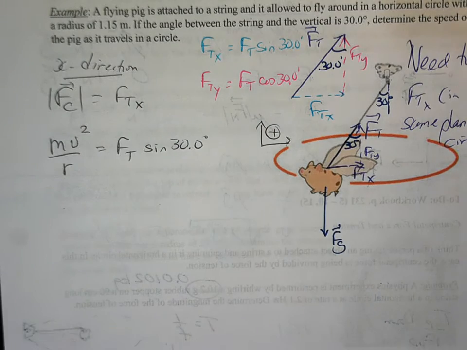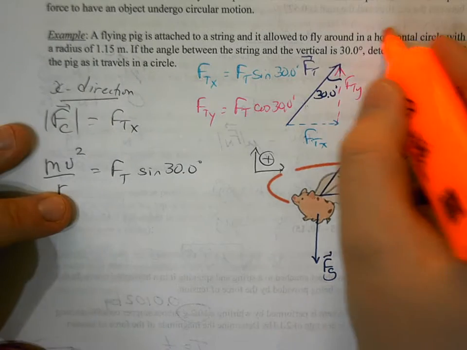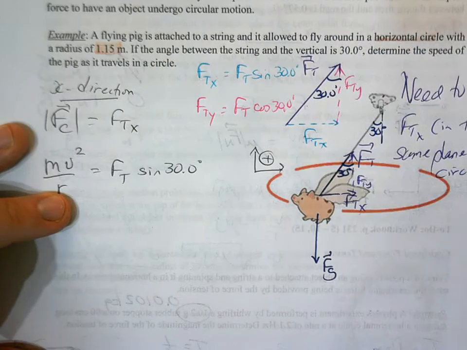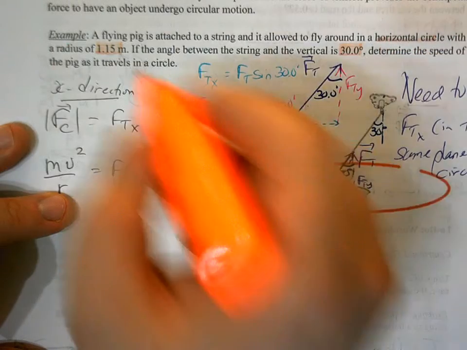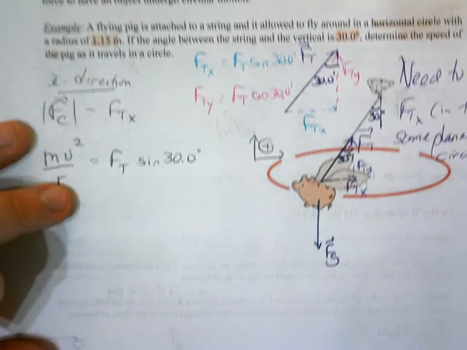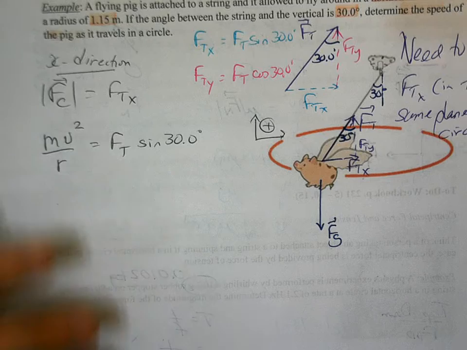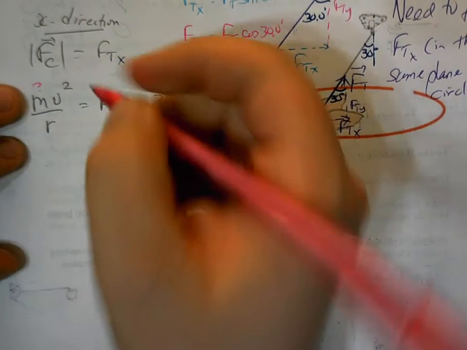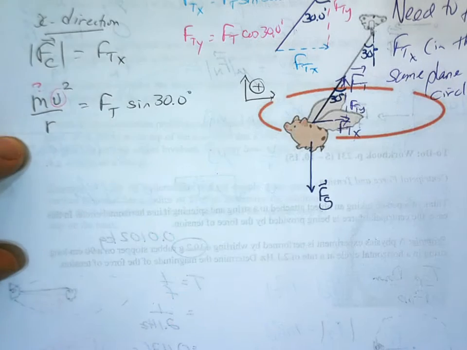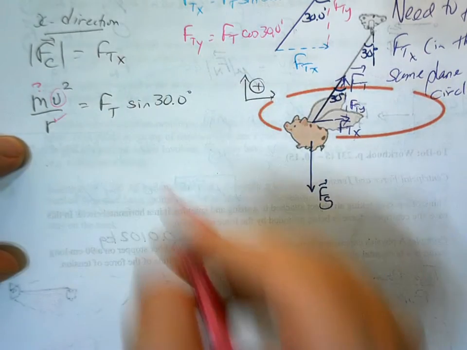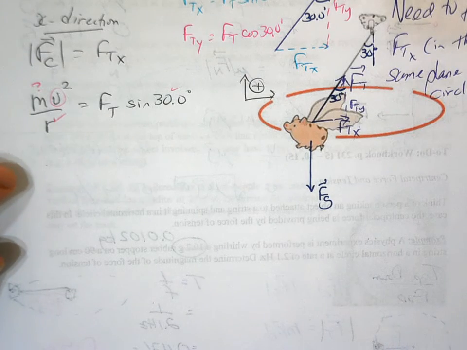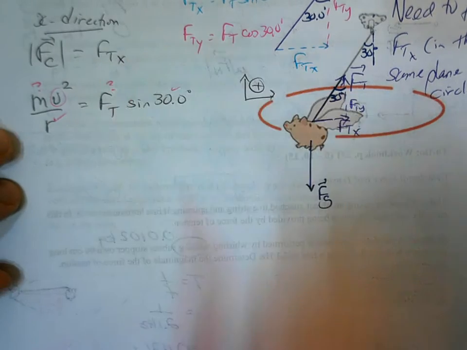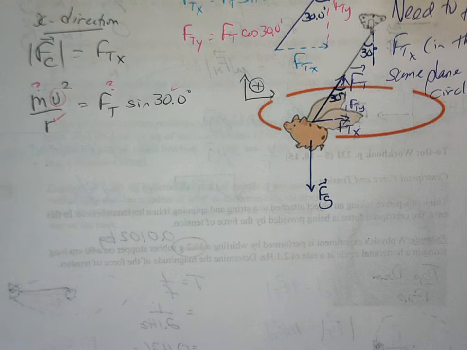Now, in the question, we're told it's a horizontal circle. It's got a radius of 1.15 meters and it's 30 degrees, and we want to find that speed. Okay, I'm in a little bit of a bind. I don't know the mass, so that's a problem. I'm trying to find the speed, that's the objective. I know the radius. Well, I certainly know the angle here. I don't know the force of tension. I'm at a bit of a drawback right now. I don't know mass and I don't know the force of tension. This is a little bit of a problem.